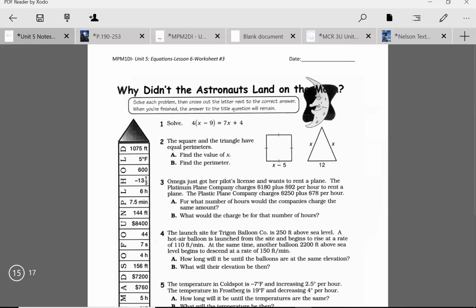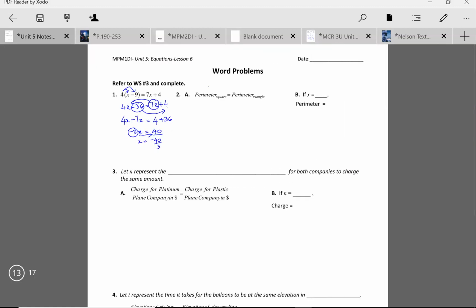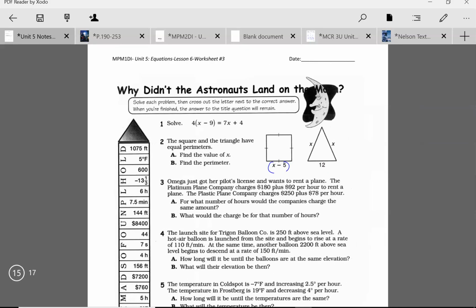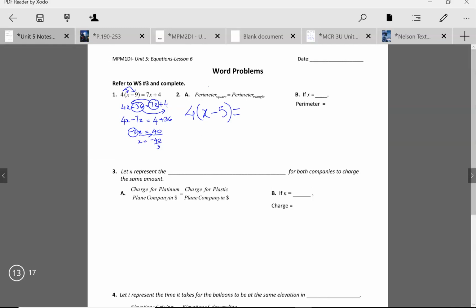So perimeter of the square, we know, is 4 times the side length of the square, and the side length of the square here is x minus 5 units. So perimeter of the square is 4 bracket x minus 5. Perimeter of the triangle is x plus 12, right? That's just x plus 12. You add up all the sides in this triangle. So you get x plus 12. Then we're going to use distributive property here. 4x minus 20 equals 2x plus 12.